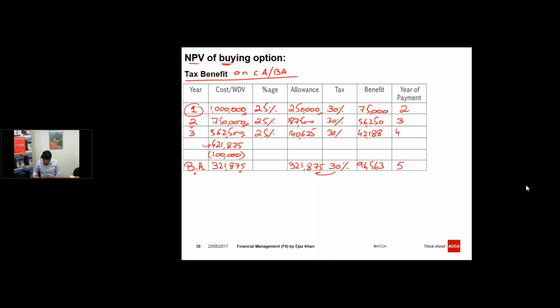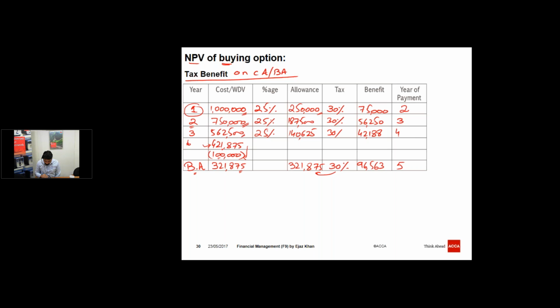Yes, Mohammed. The 421875 is the WDV of year 3, end of year 3. By the end of year 4, we will be able to cover 1 lakh by selling the asset. So the tax authorities will not allow 421875 as our capital allowance. They will have to reduce this capital allowance by the scrap value, since we will cover some part of our cost by selling the machine.